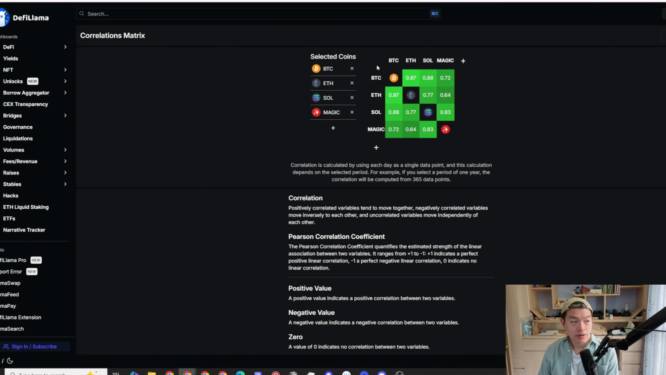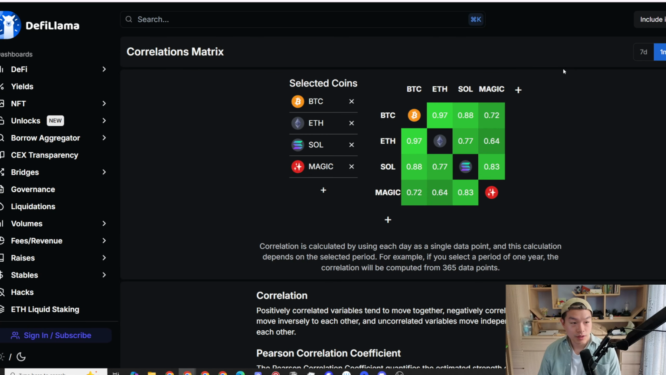So the plan is to talk about correlation, what it is, and why it's not as important as this other thing, and then give you some examples so that it makes sense. Correlation is basically how the tokens are moving relative to each other. If they're moving in the same direction, then they're positively correlated. Any number above 0 would be green and positively correlated.